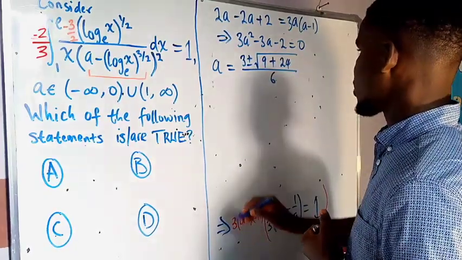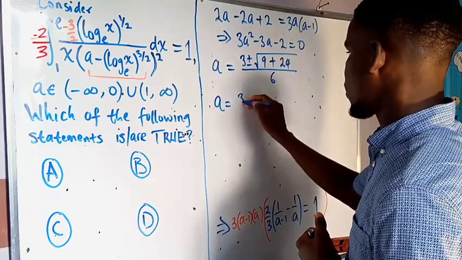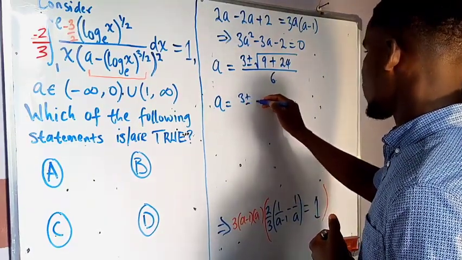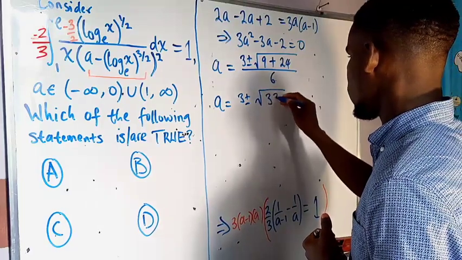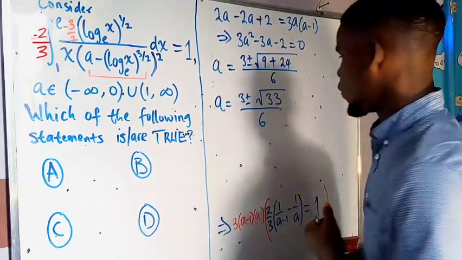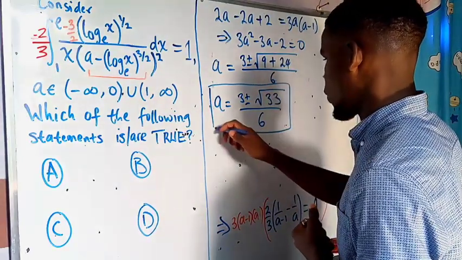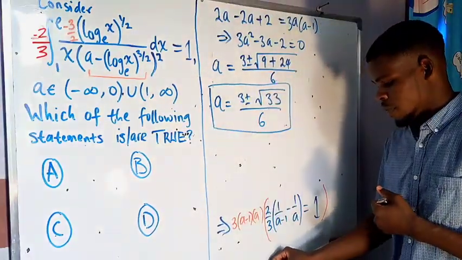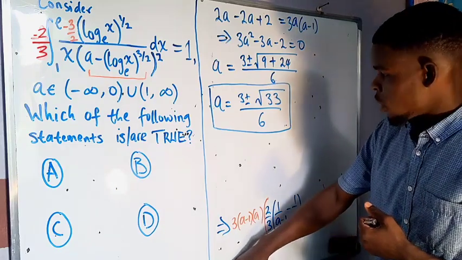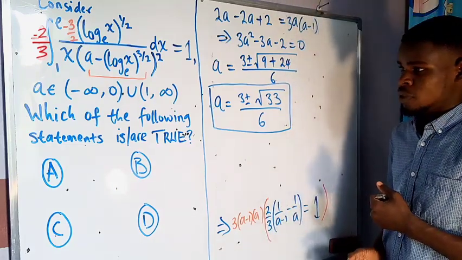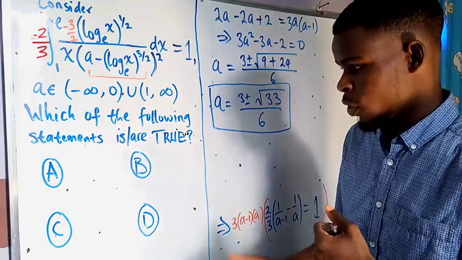Okay, very nice. So let's see what we have. This means a is 3 plus or minus the square root of 33, divided by 6. So in fact, these are the values of a: 3 plus square root of 33 over 6, or 3 minus the square root of 33 over 6. So we need to determine which of the following statements is true or are true.